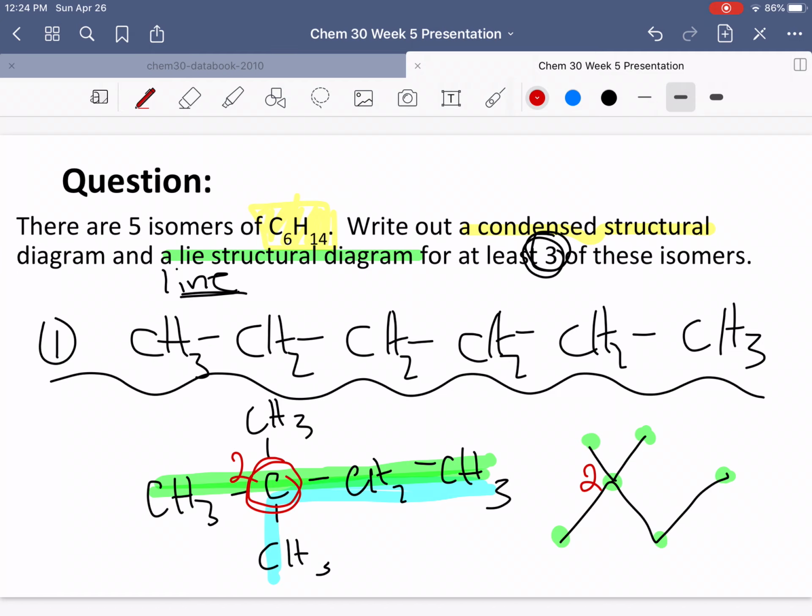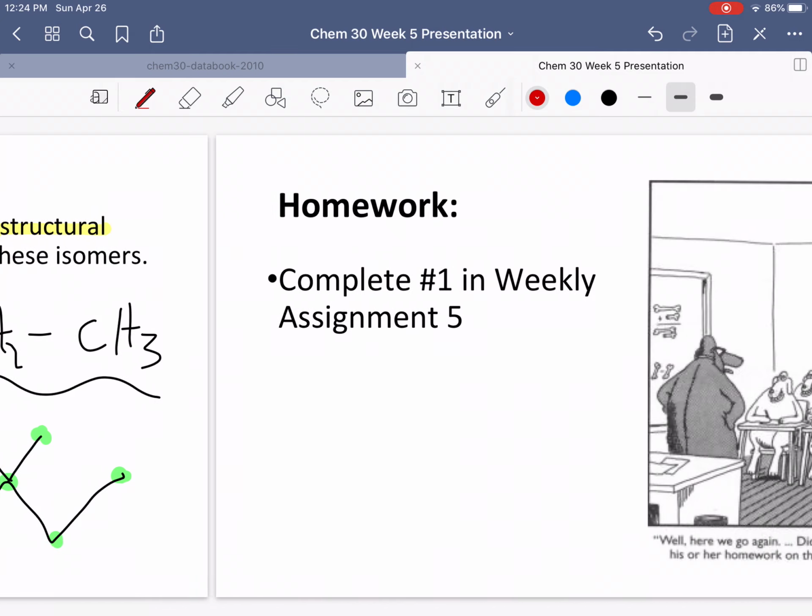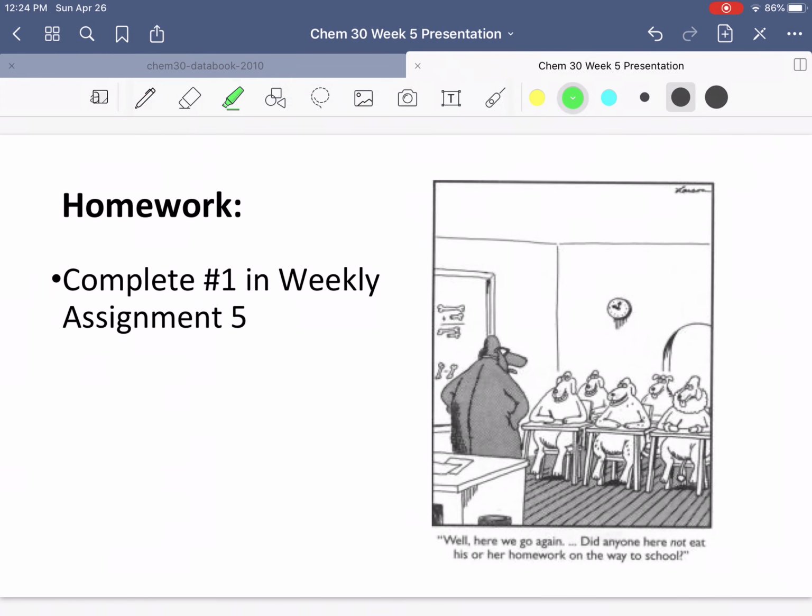All right, guys, you should please try out the first question in the assignment, number 1 in weekly assignment 5. Helps you to get a feel for isomers, getting used to drawing these condensed structural diagrams, the line structural diagrams. Next podcast, we're moving on to alkanes.